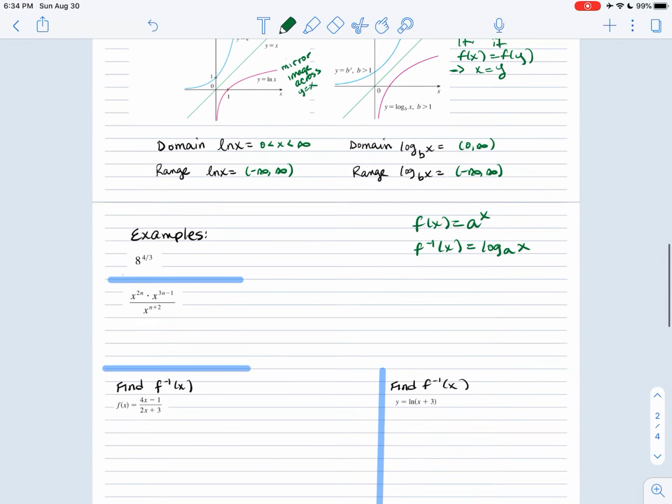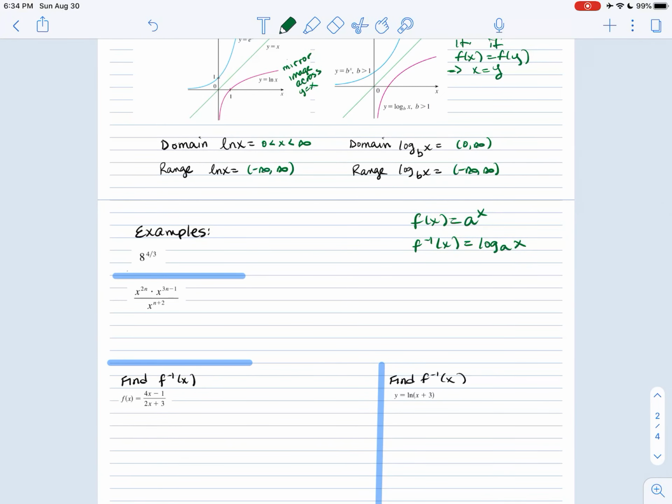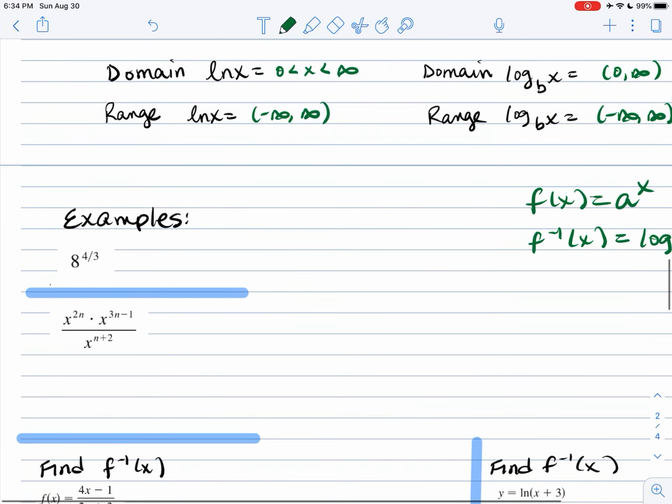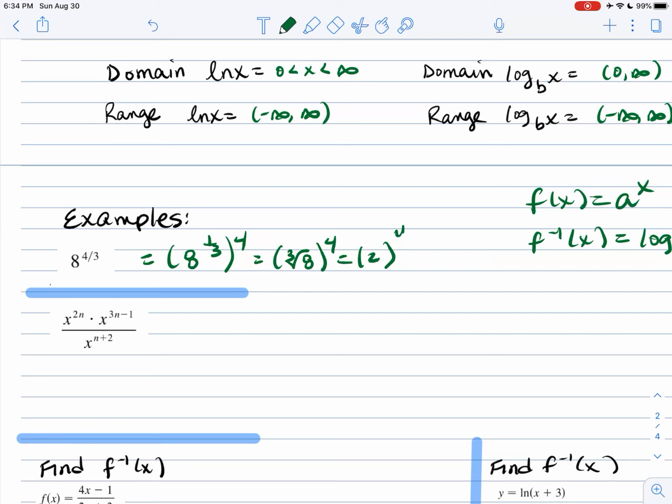So let's do some examples of playing with some of the rules, and this might help with some homework problems. You might see this in a Calculus 2 course, or to evaluate. I tend to use an exponent rule: I'll take the fraction on the inside and then raise to the 4th power, because I know that 1/3 times 4 is 4/3. And then 8 to the 1/3 is the cube root of 8. The cube root of 8 is going to give me 2, because 2 to the 3rd power is equal to 8. And then 2 to the 4th power is 2 times 2 times 2 times 2, and that's going to give me 16.